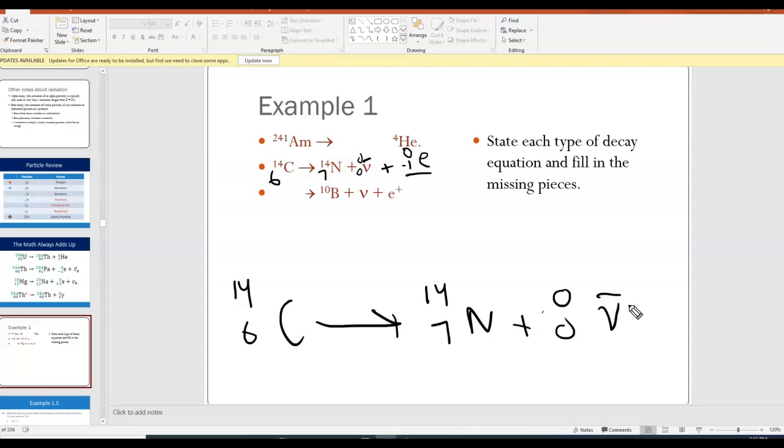I think there was a mistake with this question. I did not write it, I just copied it. But that should definitely be an antineutrino because it's beta minus decay. Okay. So that's just to give you an example of what some of these problems might look like with radioactive decay equations. Now, I don't want this video to be too long, so I'm going to stop it here.